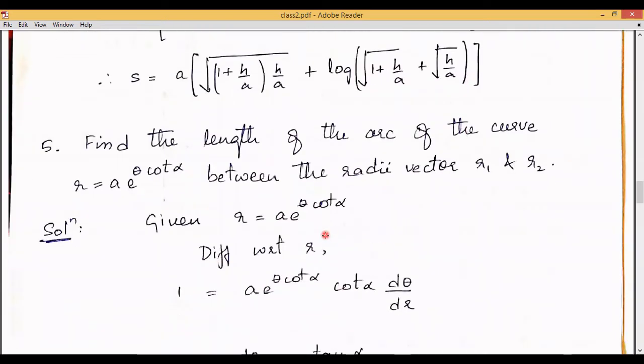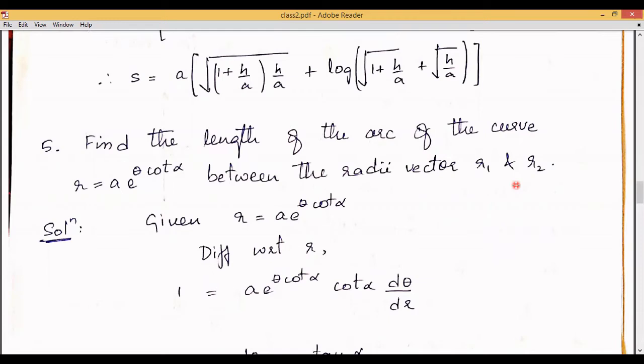And let's move on to the third one. Find the length of the arc of the curve r is equal to a into e power theta cot alpha between the radii vector r1 and r2. Given r is equal to a into e power theta cot alpha. See, this curve is in polar form, so I'm using the formula for polar curve. And they have asked to find out between the radii vector r1 and r2.